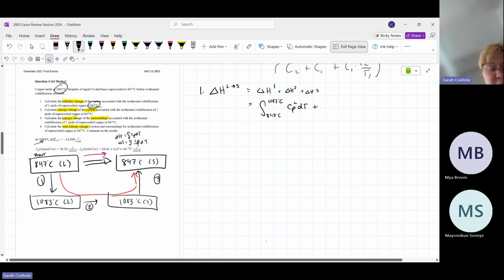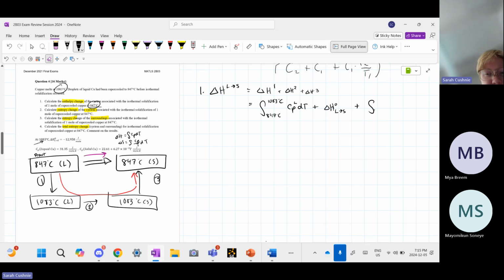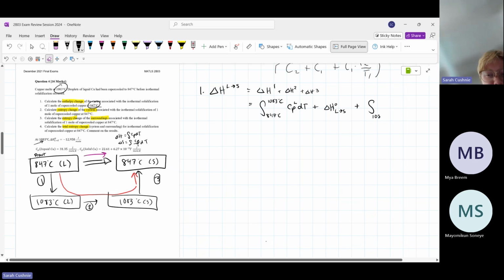And next, delta H2, that's the phase transformation. So that's going to be delta H of liquid to solid. So this is the delta H of the phase transformation. And now we're going to have stage 3, which is where we cool it back off. So that's going to be the integral from the initial temperature, 1083 degrees C, to 847 degrees C of Cp, now solid, dT.